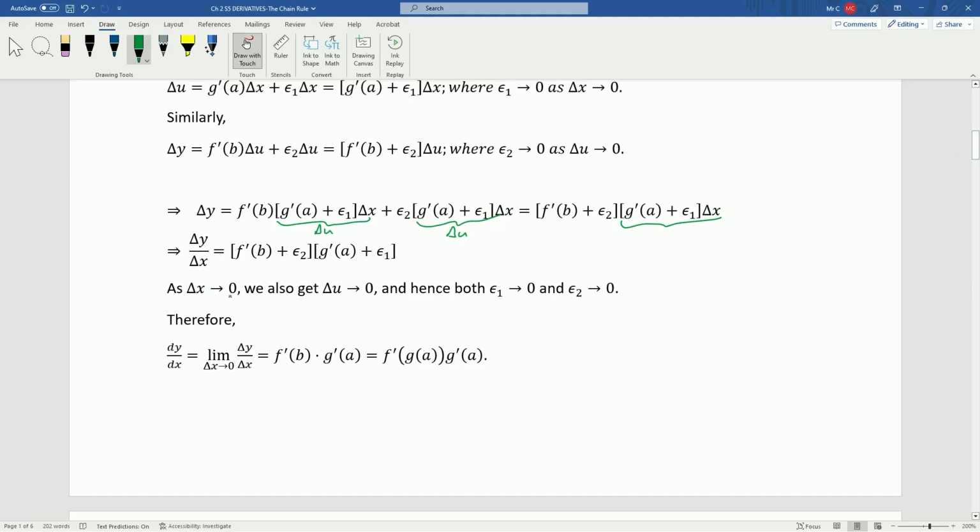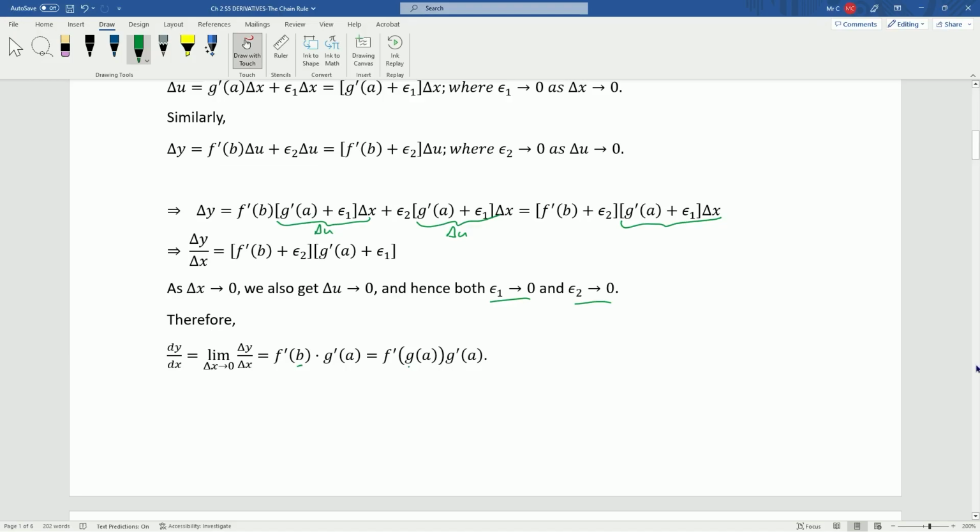And when delta x goes to 0, delta u goes to 0, and hence both epsilon 1 and epsilon 2 approach 0. So in other words, the limit as delta x goes to 0 of delta y over delta x is f prime of b times g prime of a, right? Epsilon 2 and epsilon 1 approach 0. But b is g of a here. So we get f prime of g of a times g prime of a. Okay, so that's our proof for the chain rule.